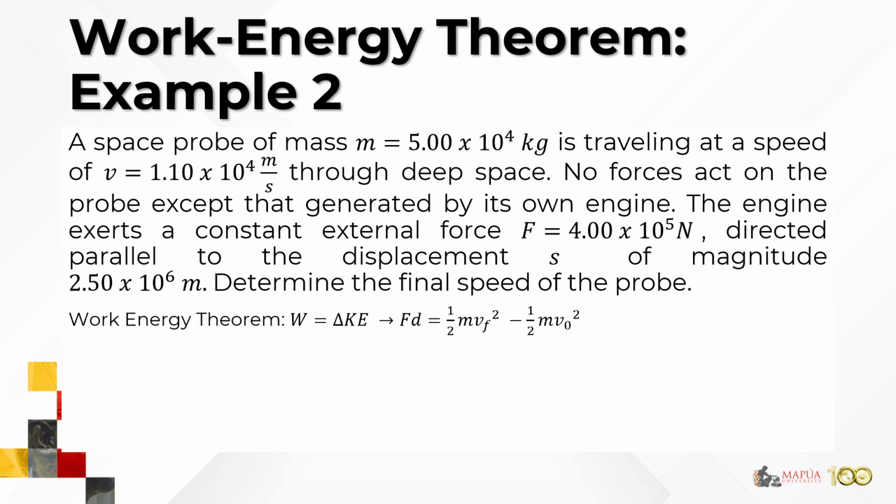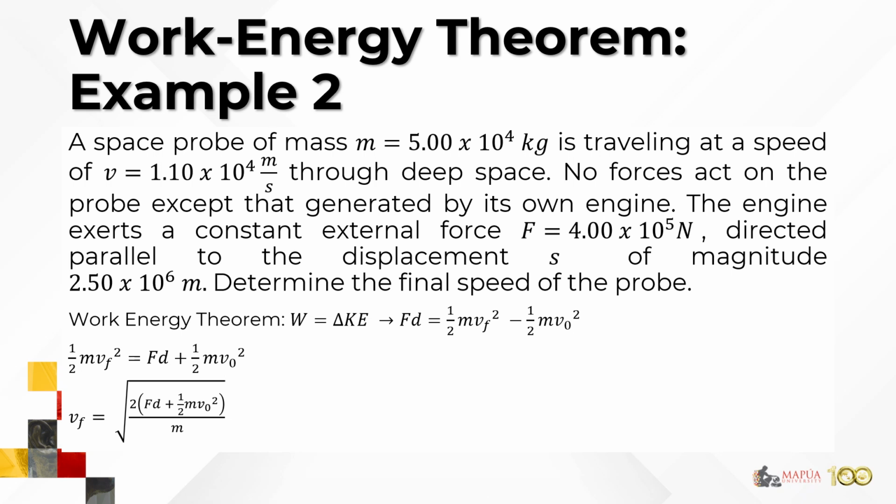Work energy theorem, which just says that work is equal to delta KE, which just means that work is equal to FD, and delta KE is final kinetic energy minus initial kinetic energy. Remember that kinetic energy is 1/2 mv squared. So this is our equation. And then let's solve for v sub f. In your case, you're going to do this on your exams. v sub f should be equal to square root of 2 times fd plus 1/2 mv sub naught squared, all over m.